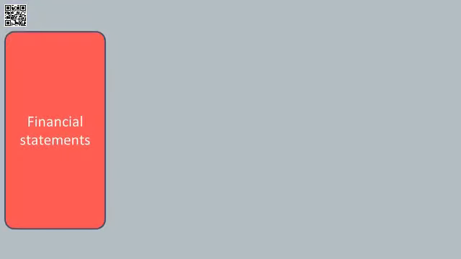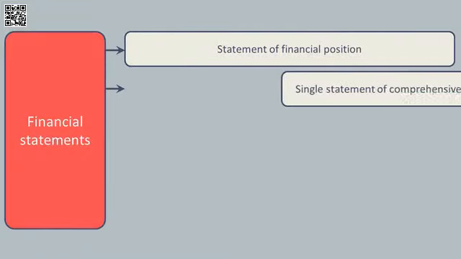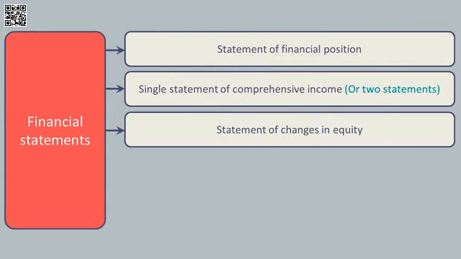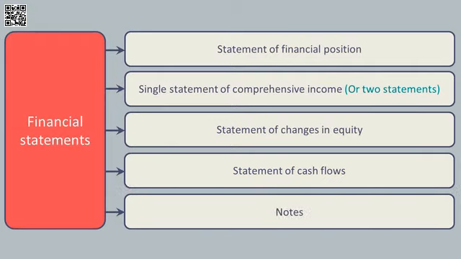Under IFRS for SMEs, a complete set of financial statements is a statement of financial position, either a single statement of comprehensive income or two statements, an income statement and a statement of comprehensive income, a statement of changes in equity, a statement of cash flows, and the notes.